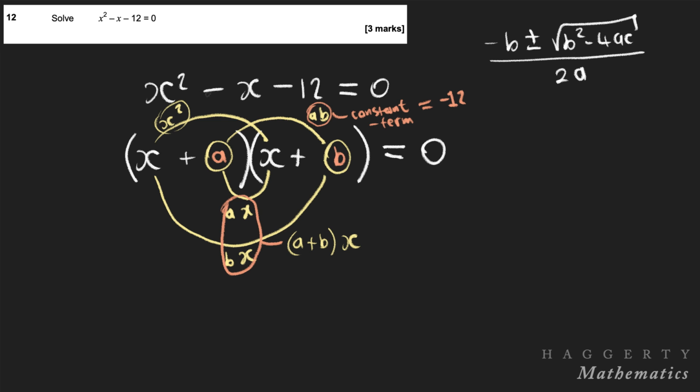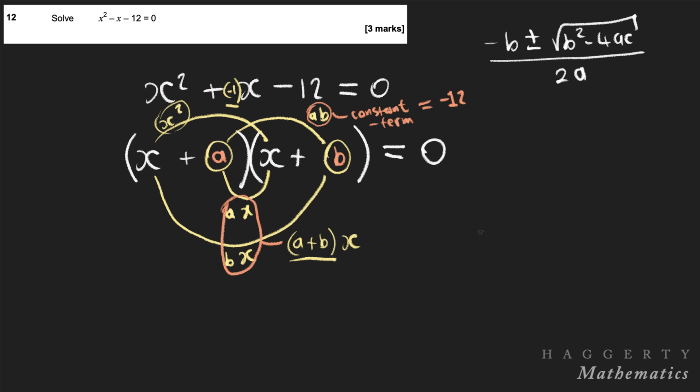And then we have minus x. So that's essentially the same as plus -1 lots of x. So if I put plus and then -1 in there, squeeze it in, lots of x. And that -1 is how much x we have, and you can see that's equal to the a plus b here. So -1 is equal to a plus b. So the sum is equal to -1.